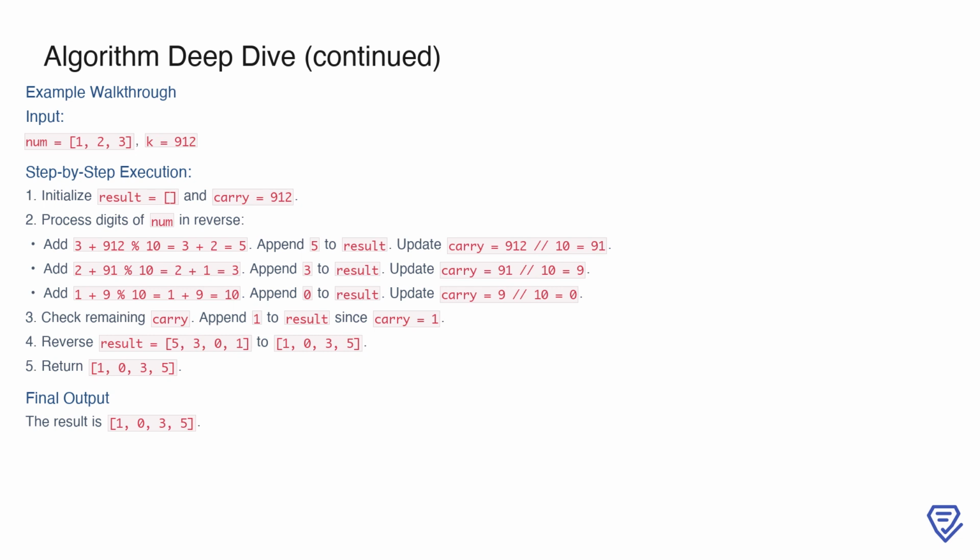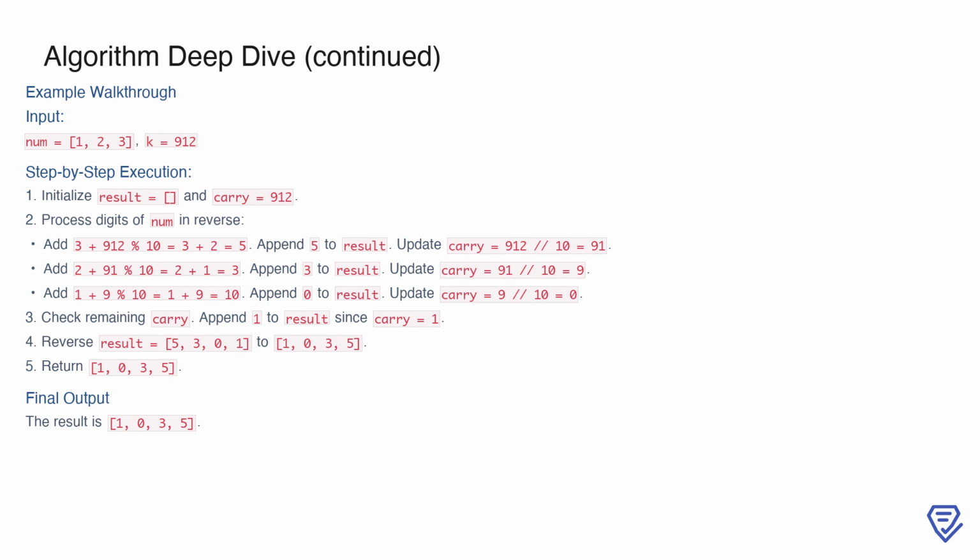Next, we add the second to last digit of number, 2, to 91 % 10, which is 1. This gives us 3. We append 3 to result and update carry to 9. Finally, we add the first digit of number, 1, to 9 % 10, which is 9. This gives us 10. We append 0 to result and update carry to 0.